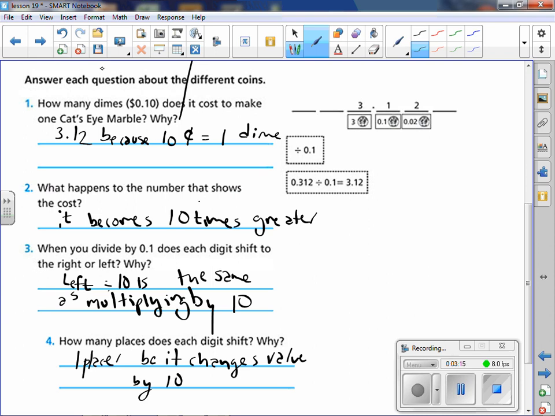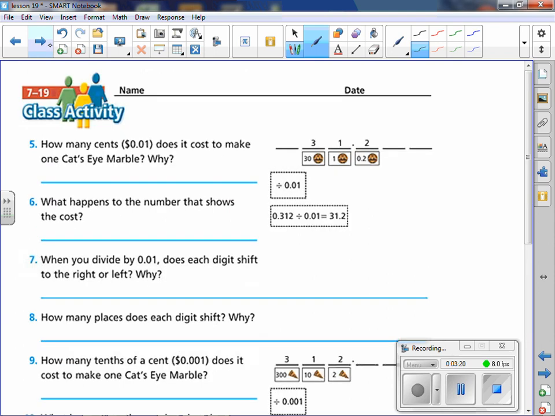Okay, let's move on. So how many cents, how many pennies does it cost to make one cat's eye marble? Well, it would take 31 pennies and 2/10 of a penny, right? Because in 3 dimes, the 10th place value, that would be 30 pennies. And in the ones place value, that would be 1 penny. So what happens to the number that shows the cost? It becomes 100 times greater.